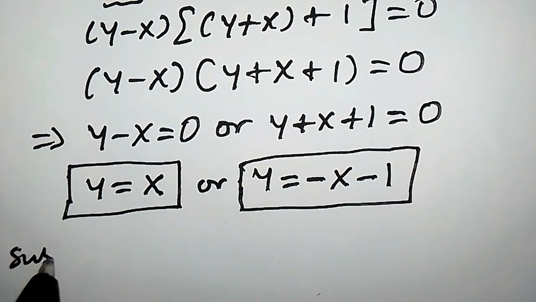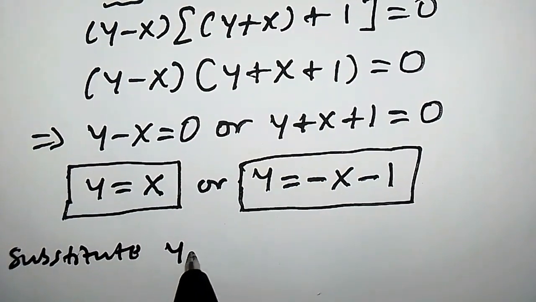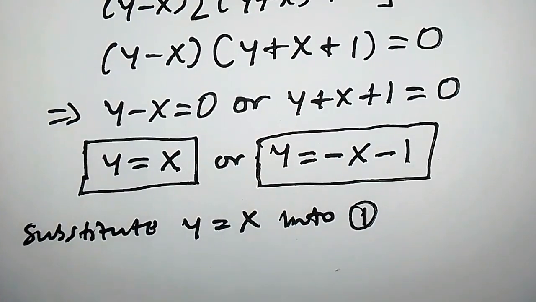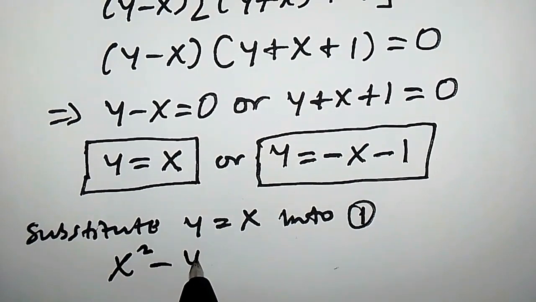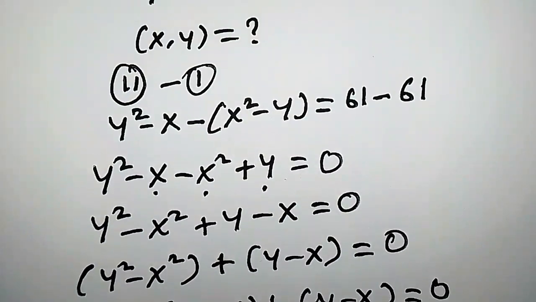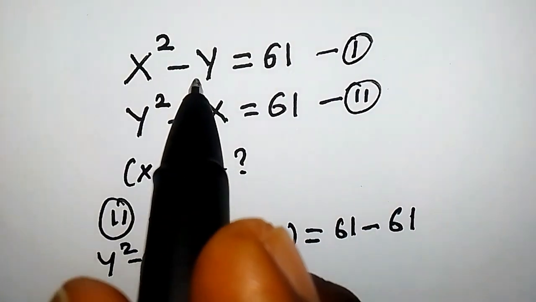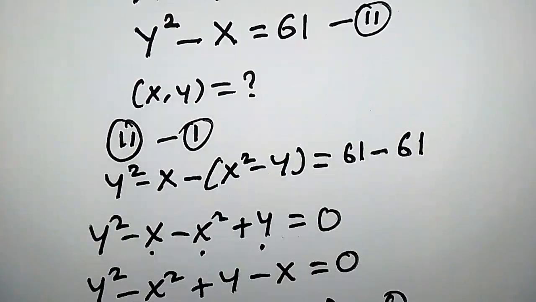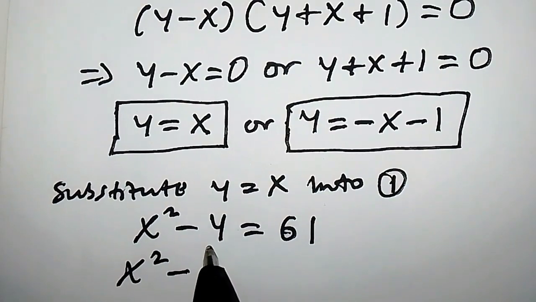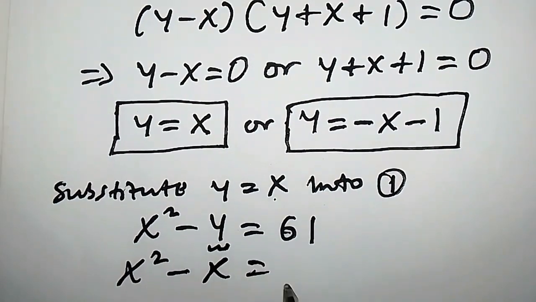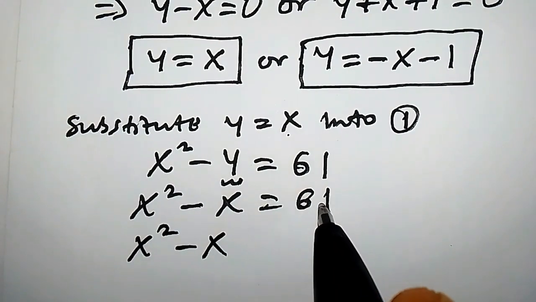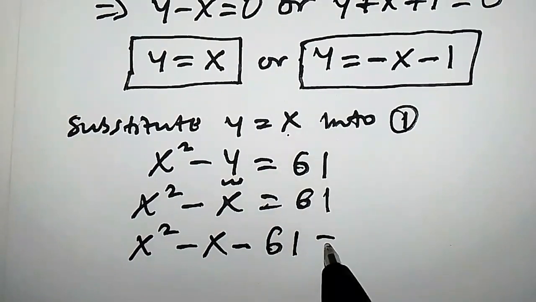Now, substitute y equal to x into equation 1. What is equation 1? Equation 1 is x square minus y equal to 61. Let me show you. Let's proceed further. So, x square minus, we will now replace this particular y with x, equal to 61. x square minus x. When we transfer 61 to the left side, we have minus 61 equal to 0.